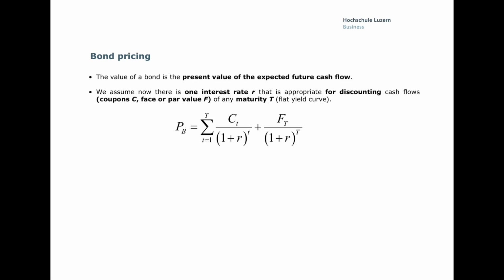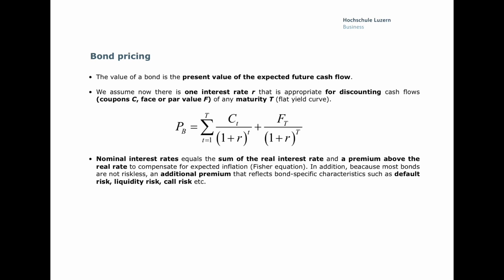Now let's have a closer look at bond valuation. In general, to value a security, we discount its expected cash flow by the appropriate discount rate. The cash flows from a bond consist of the sum of coupon payments C until the maturity date T plus the final payment of par value at T. We assume now there is one interest rate R that is appropriate for discounting the corresponding cash flow streams. The value of the bond is then the sum of these discounted future cash flows.